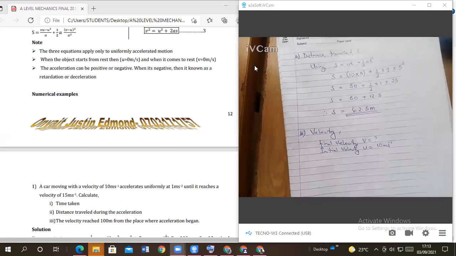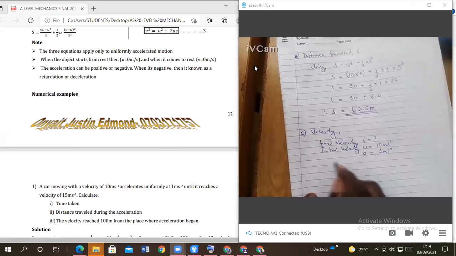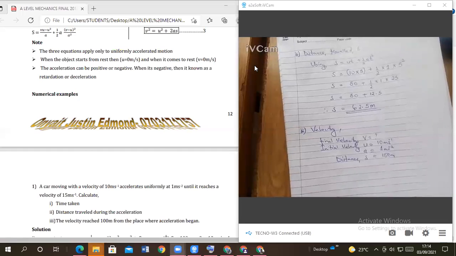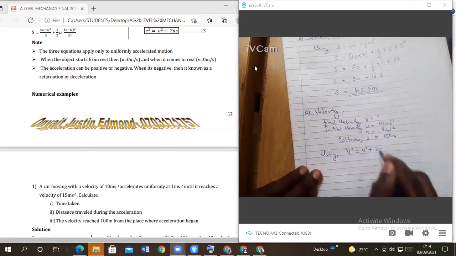Are you together, members? Where acceleration began, the body will continue accelerating at the same rate, because they said the body is accelerating uniformly. So our acceleration will still be 1 meter per second squared. So what are we going to do to find the velocity? They've given us distance. S was given to be 100 meters. So what's the equation of motion I'm going to use here? The third equation, using V squared equals U squared plus 2AS.